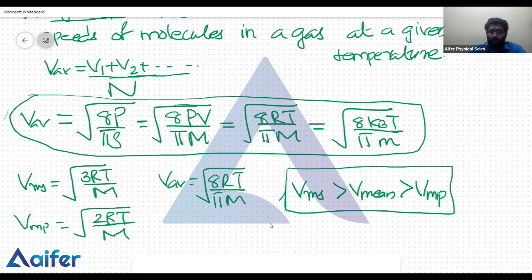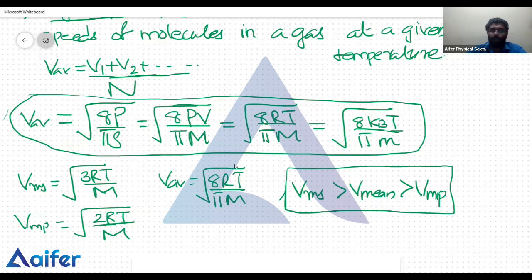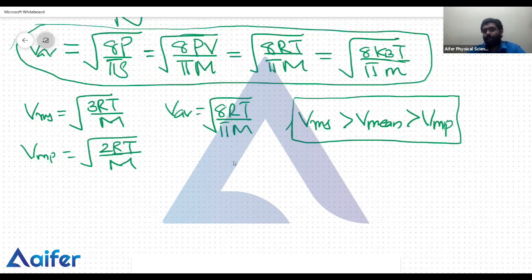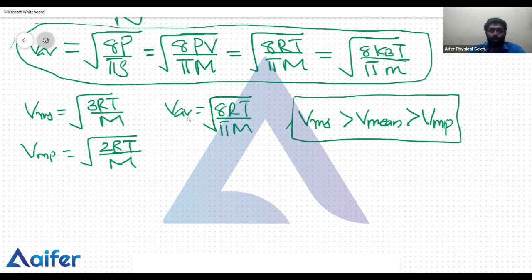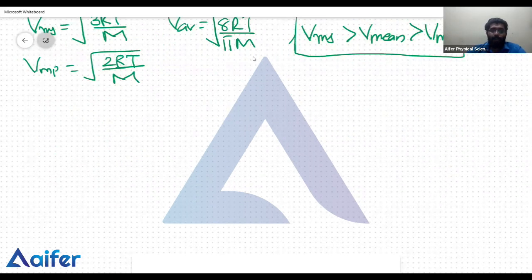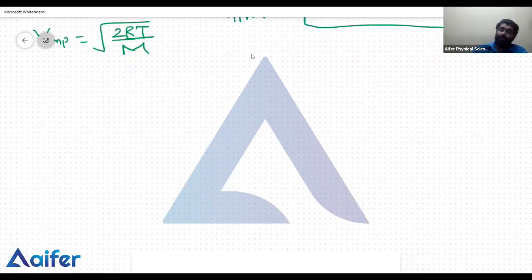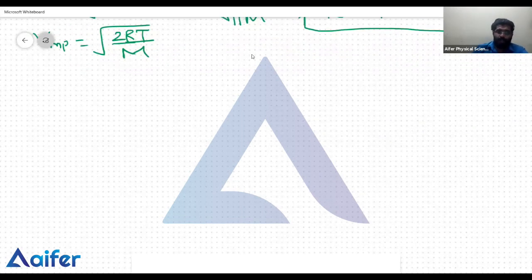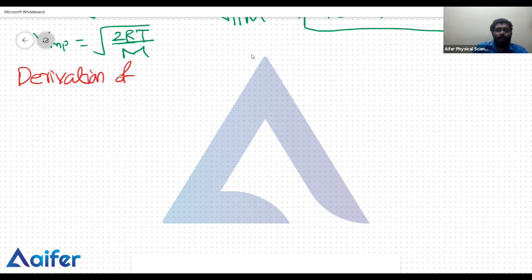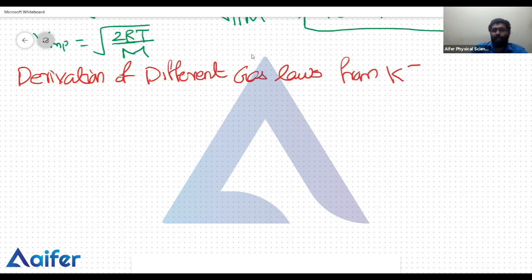So this is all about the different velocities possessed by the molecule, and we will come back to this point once we discuss the Maxwellian distribution. We will discuss it in kinetic theory as well as in statistical mechanics. So here we go for different gas laws: derivation of different gas laws from the kinetic theory of gases.